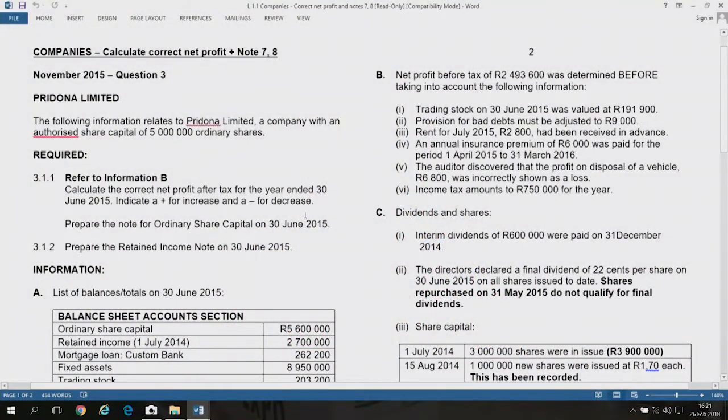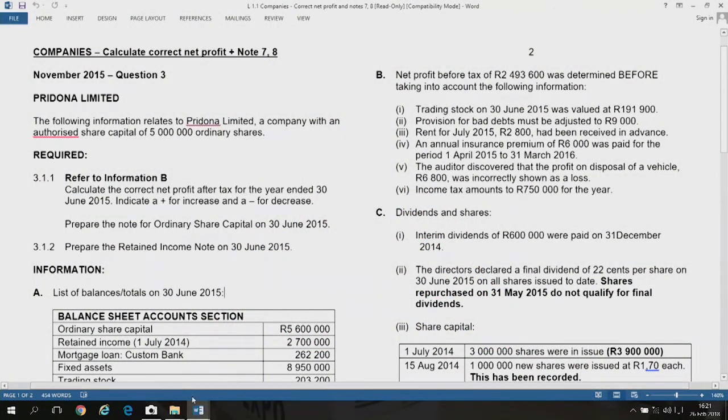So we are going to start with November 2015. It is question 3. You will see I've got it here. It is the information of Predona Limited, a company with an authorized share capital of 5 million ordinary shares. I think I added that because it was not given in the question paper. I'm going to do 3.1.1 first: refer to information B, calculate the correct net profit after tax for the year ended the 30th of June 2015.